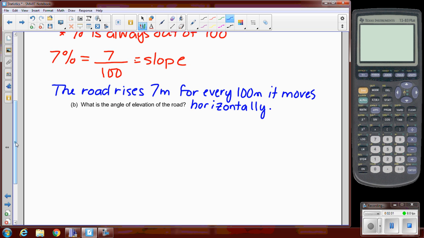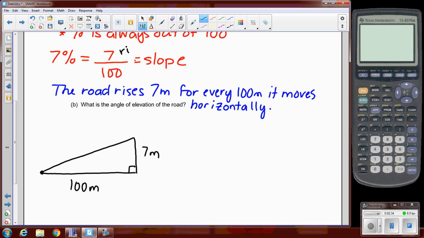Now, it's saying, what is the angle of elevation of this road? Well, to do this, we have to draw a diagram, and we have to then use our knowledge of trig. So if this was our road, this is the actual road going up. So if this was the road we're traveling on, we could say it rises 7 meters for every 100 meters that it moves along horizontally. Because remember, slope is always rise over run. So there's a 7-meter rise for every 100-meter run.